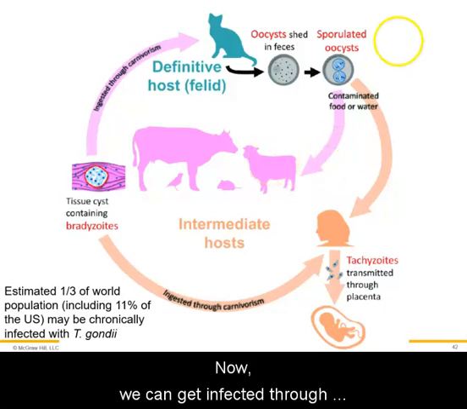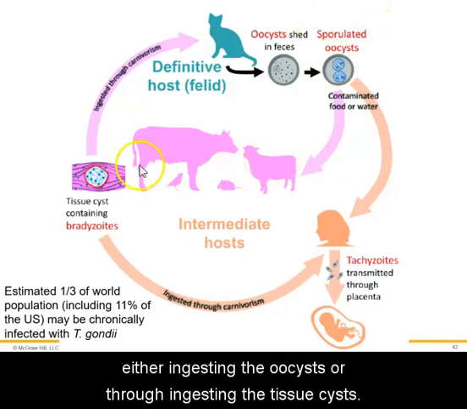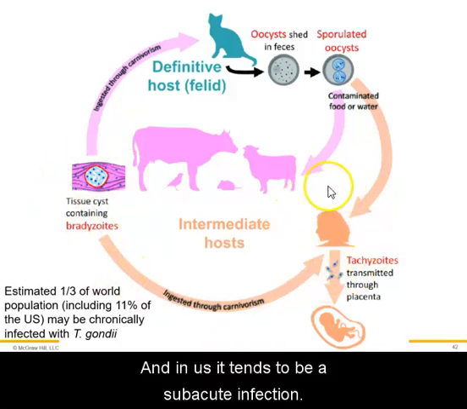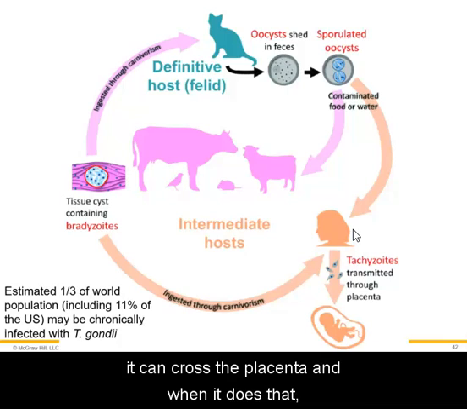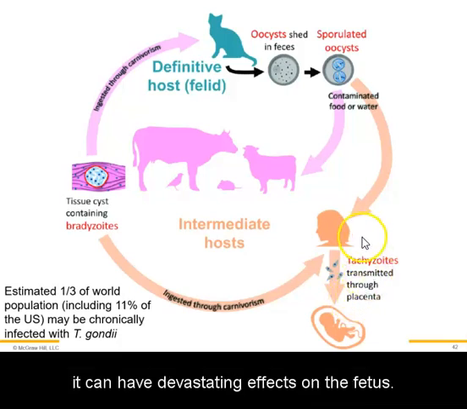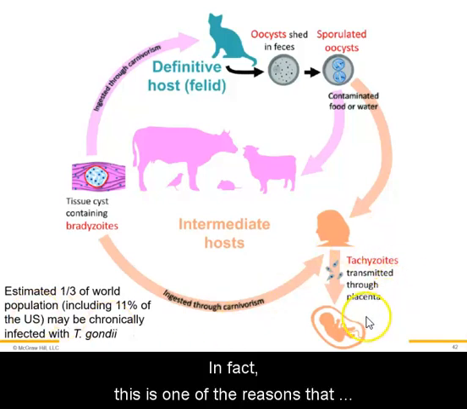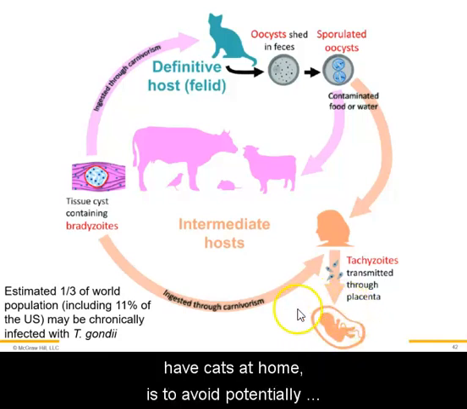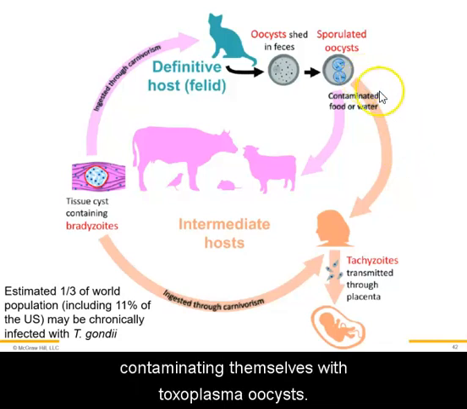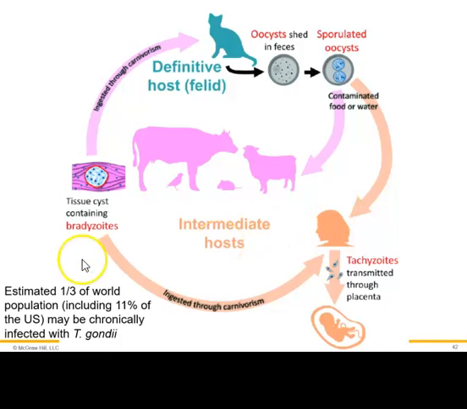Now, we can get infected through either ingesting the oocysts or through ingesting the tissue cysts. And in us, it tends to be a subacute infection as adults. However, it can cross the placenta. And when it does that, it can have devastating effects on the fetus. In fact, this is one of the reasons that they tell pregnant women not to do the cat litter box if they have cats at home, is to avoid potentially contaminating themselves with Toxoplasma oocysts.